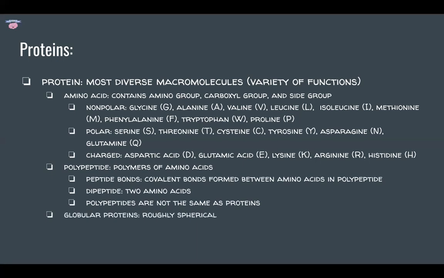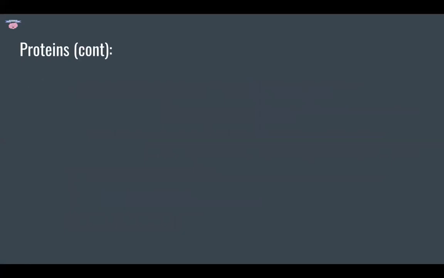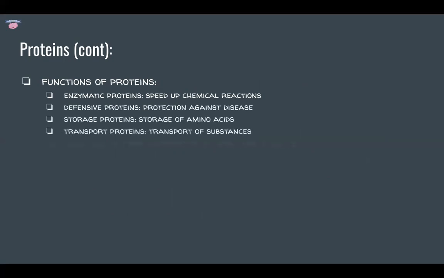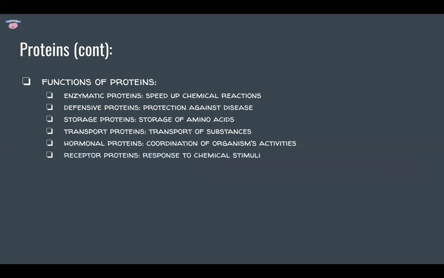But first, a globular protein is roughly spherical, while a fibrous protein is like long fibers. These are very different types of proteins, very different functions, and very different shape, obviously. Some important functions of proteins: enzymatic proteins or enzymes speed up chemical reactions, defensive proteins protect against disease, storage of amino acids, transport of substances, hormonal, coordination of organisms' activities, receptor, they respond to chemical stimuli.